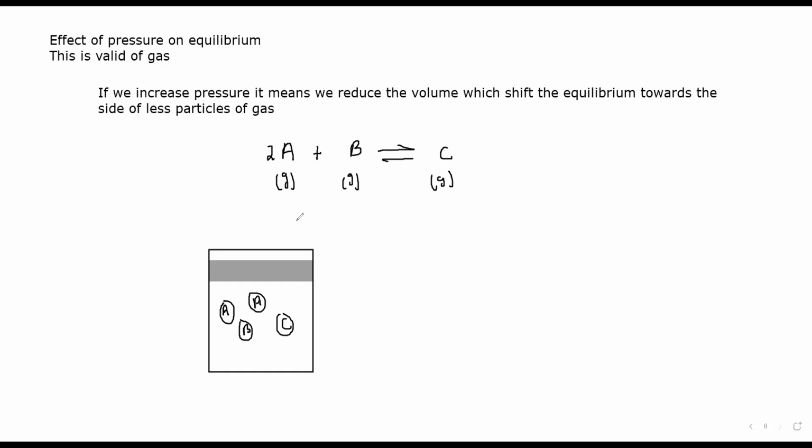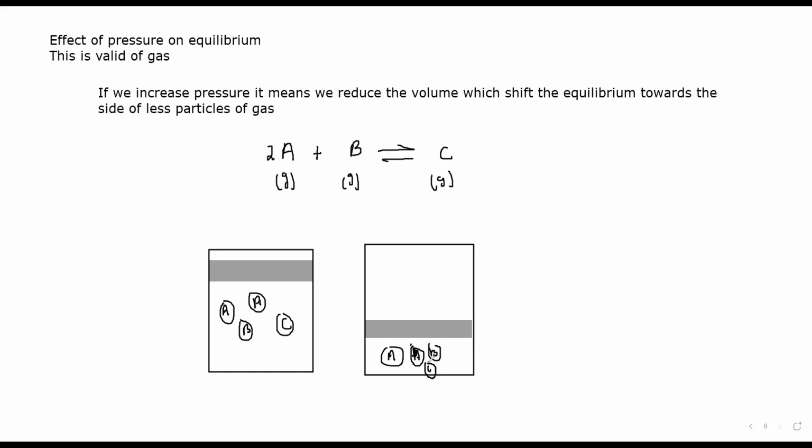Now what we are doing, we are increasing the pressure. When I increase the pressure, basically I reduce the volume of the container. So it increases the collision between the particles. The particles will collide more often. But as you can see, we have a greater proportion of reactant particles as compared to product particles. In the mixture, the proportion of reactant particles is higher than that of the product.